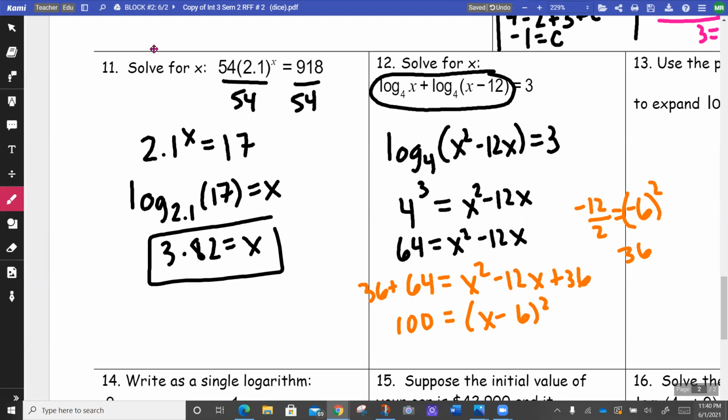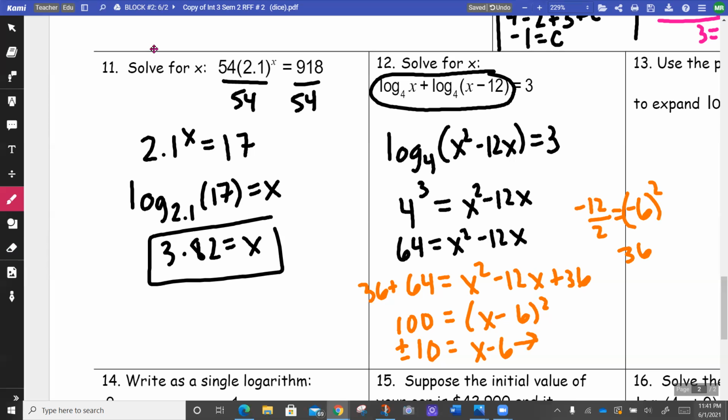So actually it looks like it's going to work out nice. When I take the square root, I get plus or minus 10 is equal to x minus 6. I was thinking 16 and 4 before, which is going to give me a 12, but oh, I need it to be a negative. Okay, so that did work.